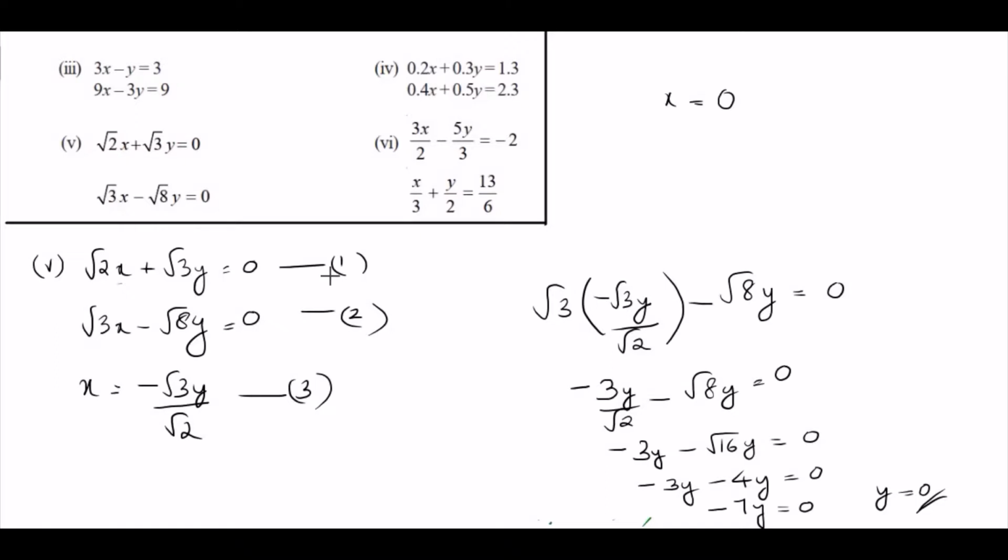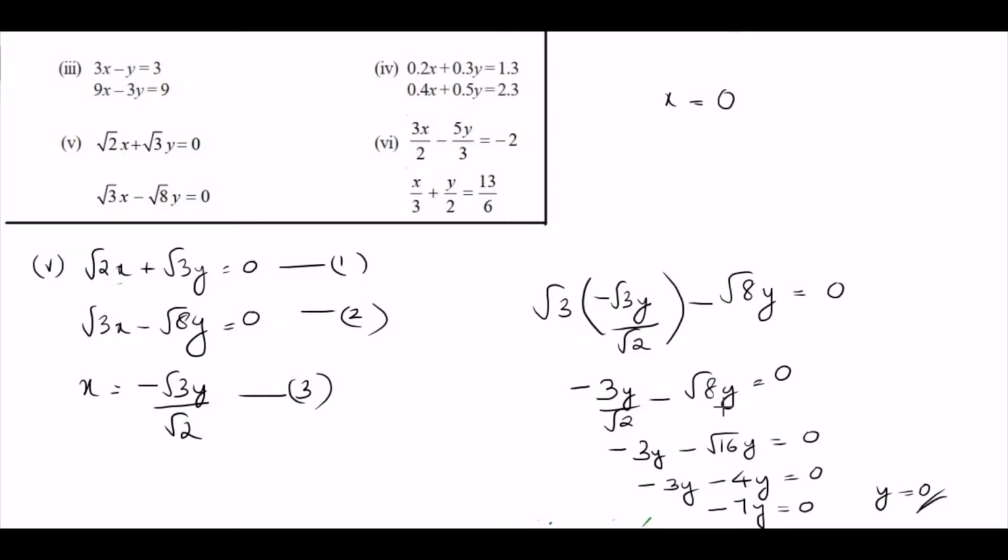So here I have taken the first equation and I have written x in terms of y. Root 2x is equal to minus root 3y, so x is equal to minus root 3y by root 2. After this, give this value of x in the second equation. So root 3 into minus root 3y by root 2 minus root 8y equal to 0. So root 3 into root 3 is 3, and there is a negative sign. So negative 3y by root 2 minus root 8y is equal to 0.